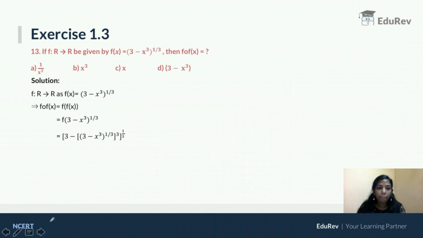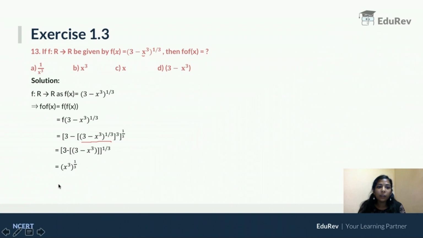Check clearly. See what was written here. Instead of x, I am writing this value, (3 minus x cube) whole to the power 1 by 3. That is the function, and in the place of x, I am writing it as (3 minus x cube) whole to the power 1 by 3. So this 1 by 3 and this 3 get cancelled. So what will happen? 3 minus (3 minus x cube). If I bring minus inside, 3 minus 3 plus x cube. 3 gets cancelled, so it's simply x cube whole to the power 1 by 3.